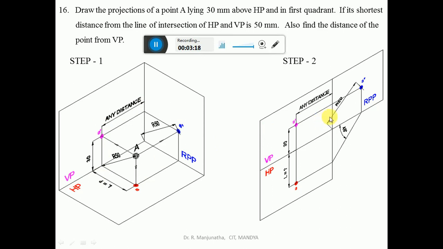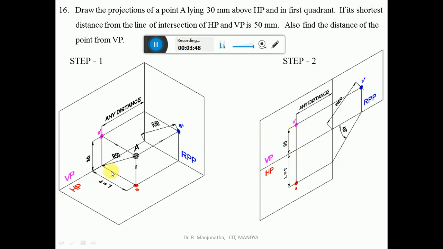So from this line, you can take whatever distance you want and then draw a vertical projector, which is a thin line. Then the distance above HP is seen in the vertical plane, so you take the distance above HP, which has been given as 30 mm. When it is projected onto the vertical plane, you get the distance here, which is 30 mm. So from this line, you measure 30 mm and mark this point.